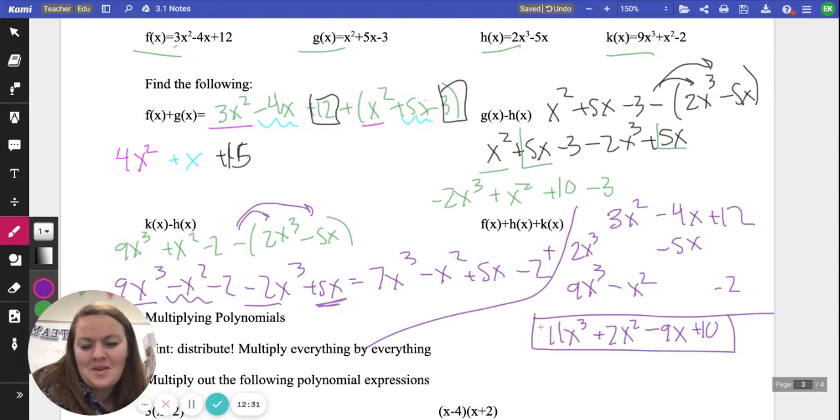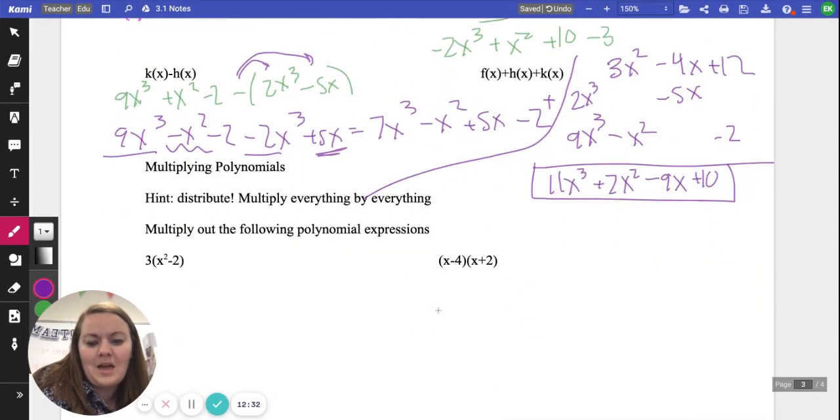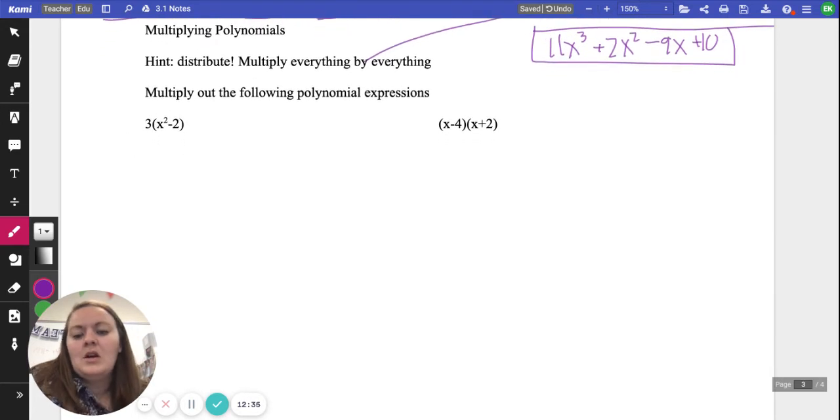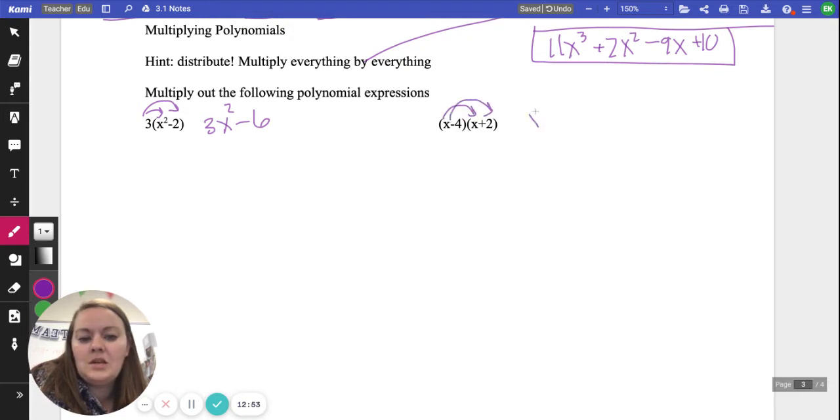Not too hard, right? Okay, now we're going to multiply. So if I just have a constant times it, we multiply both numbers by what's on the inside, right? So we get 3x squared minus 6. So it's important that we multiply the 3 by both pieces inside. And that applies even when I have a binomial. I multiply x by both pieces. So you get x squared plus 2x.